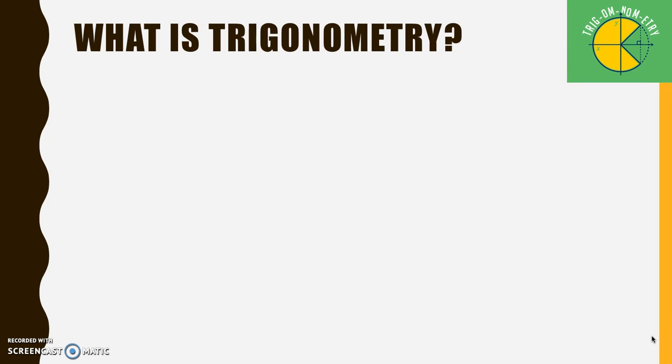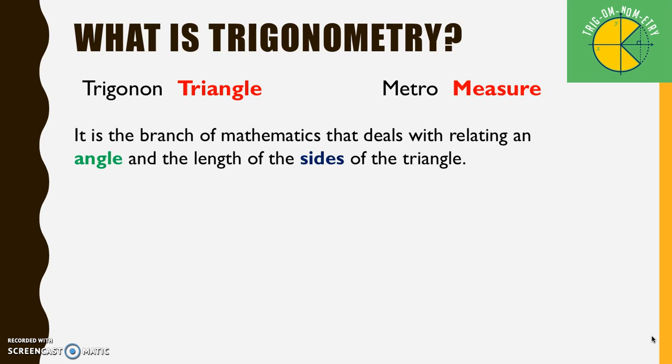So what exactly is trigonometry? The word trigonometry can be broken into two words, trigonon and metro. Trigonon in Greek actually means triangle, and metro is a Greek word which means measure. Trigonometry is actually the branch of mathematics that deals with relating the angle and the length of the sides of a triangle. Why so? Because we know that triangles have three sides and three angles, and what trigonometry does is to relate these three angles to these three sides.